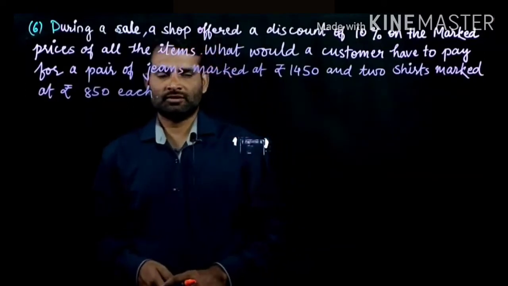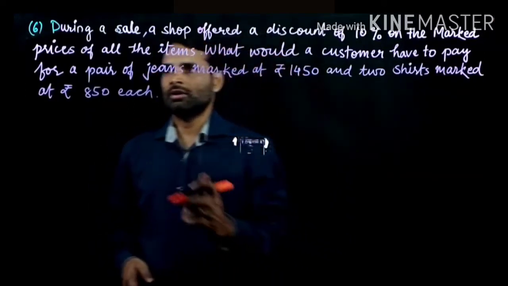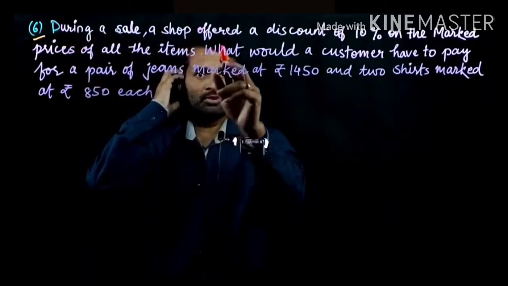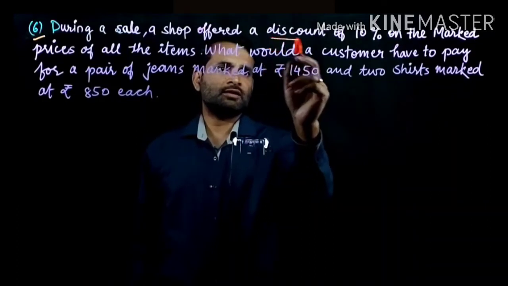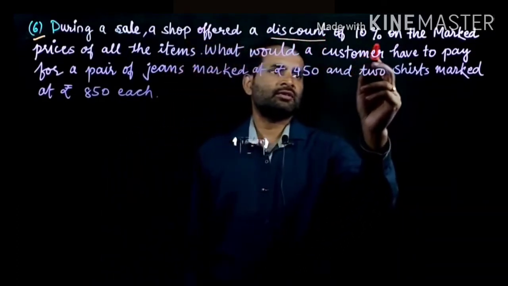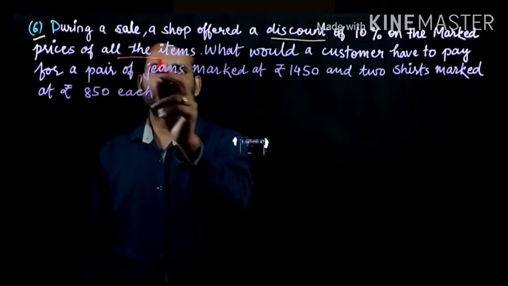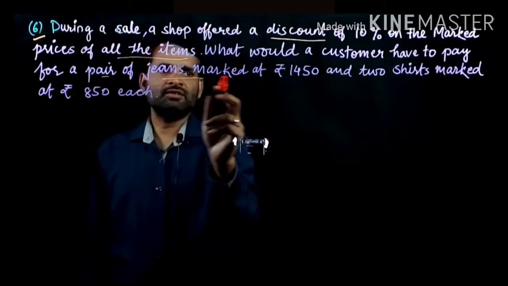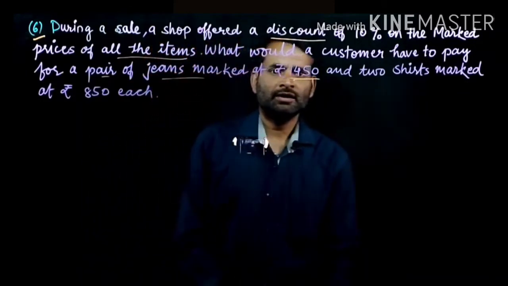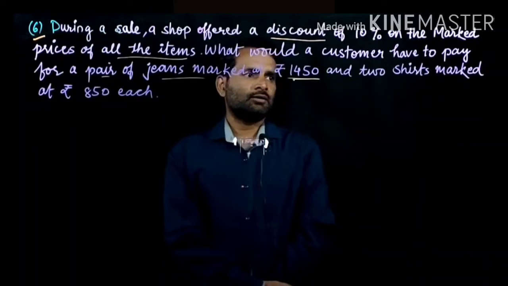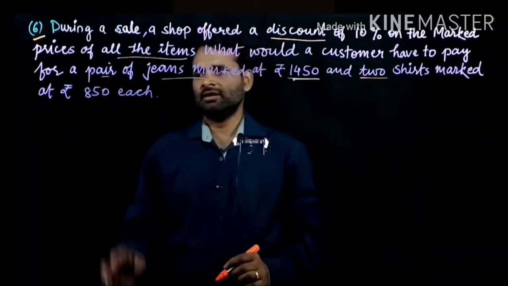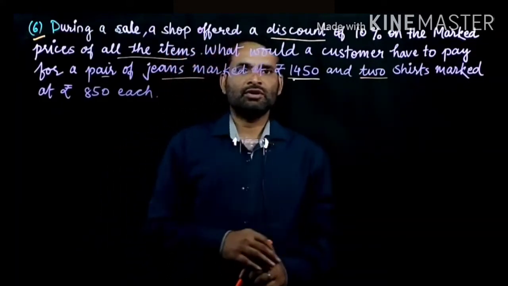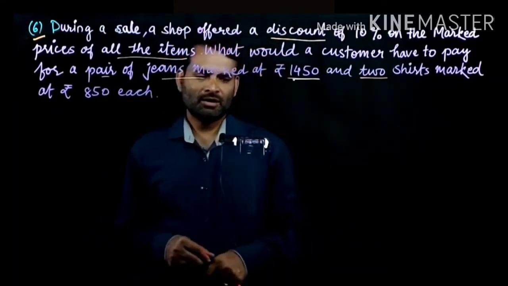Now question number 6 in exercise 8.2. The question is: during a sale, a shop offered a discount, here the new word is discount, of 10% of the market price on all items. What will the customer pay for a pair of jeans at 1450 and two shirts, each shirt at the rate of 850? Discount means a relief in the amount.